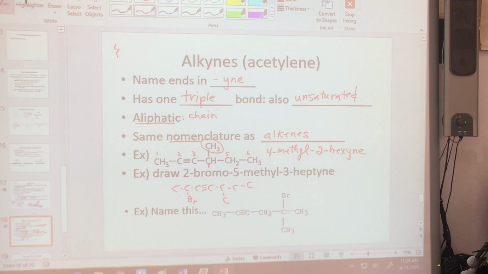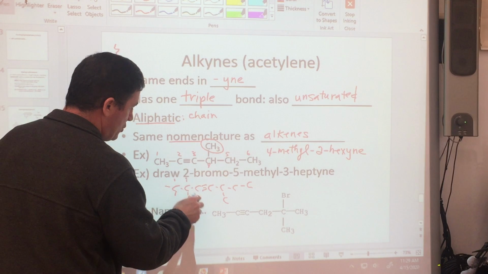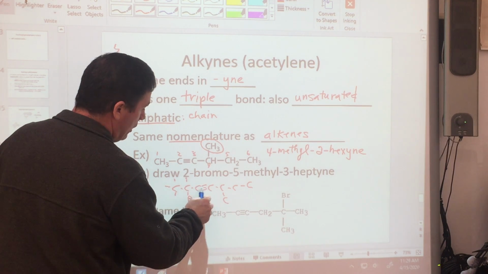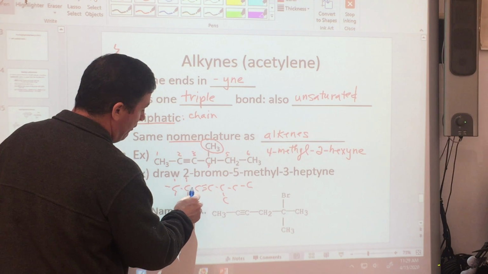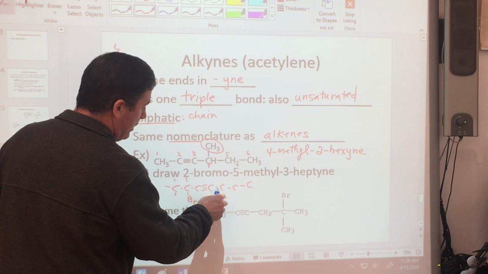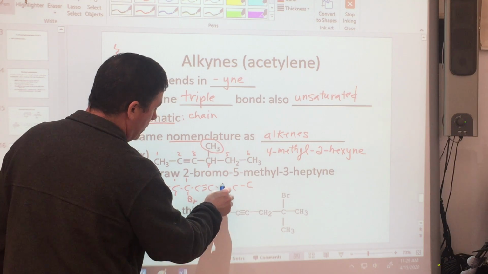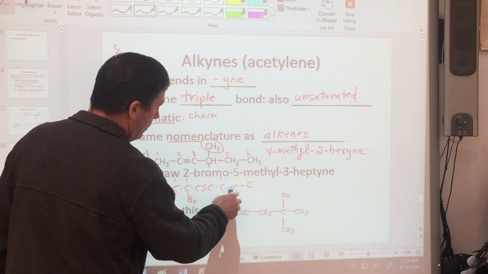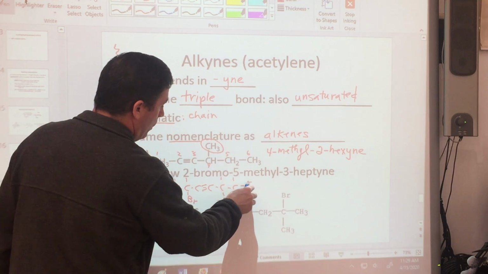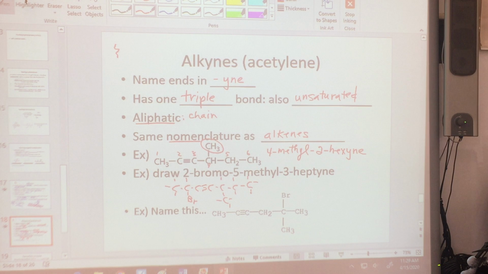There. I'm not completely done. I've got to put hydrogens around each of these. Make sure each of your carbons has 4. Look at this one. 1, 2, 3, 4. So I can't put anything up here or here. Same thing here. 1, 2, 3, 4. And for the others, 1, 2, 3, 4 each. Okay? All right. Let's name this one.